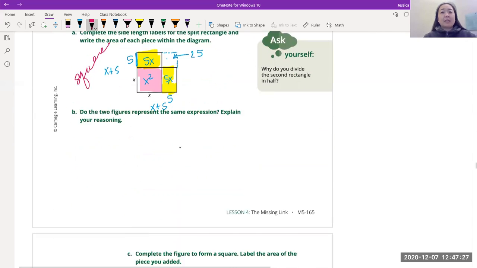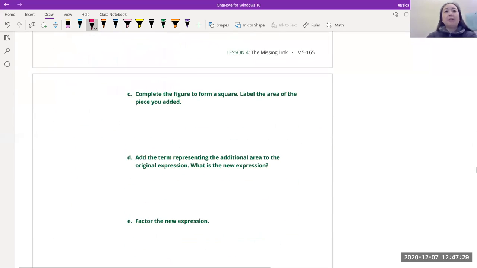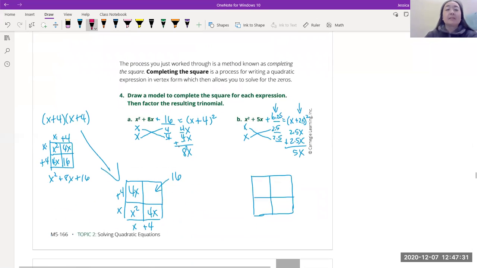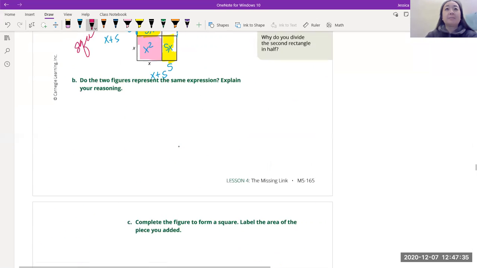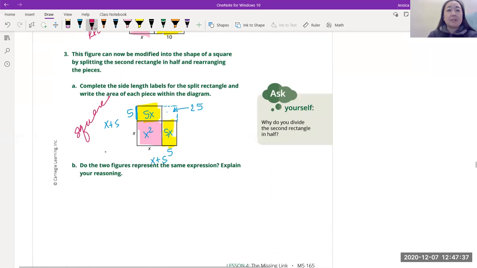All right, so we're going to keep that in our brains a little bit. I guess the other thing is then from this, we could say that this would be equal to x plus 5 squared, right? Because if we were to find the area of that, this is x plus 5 times x plus 5, right?